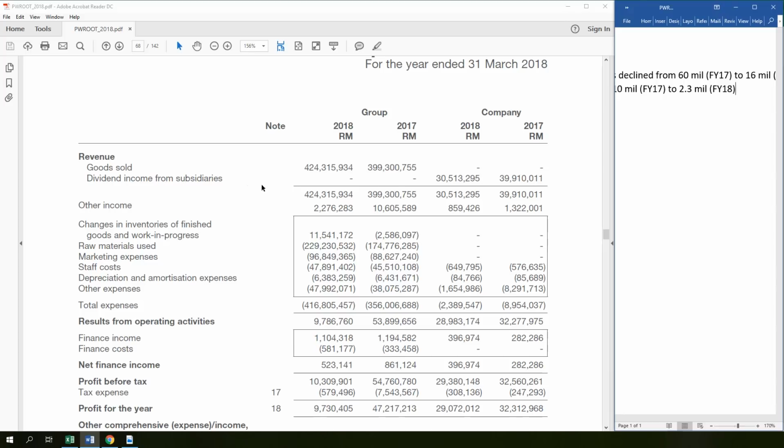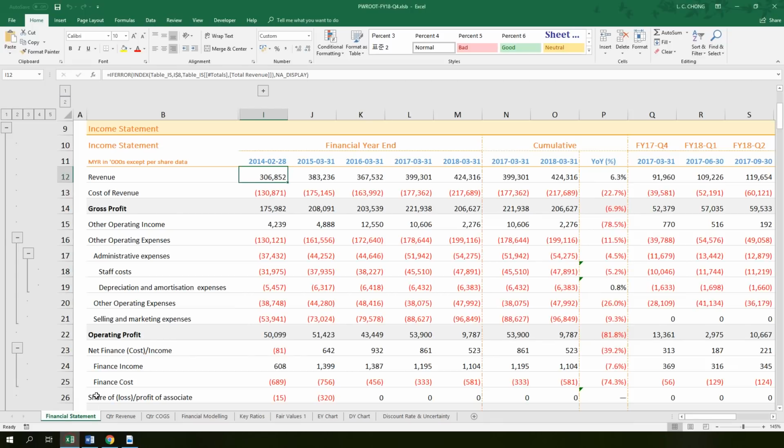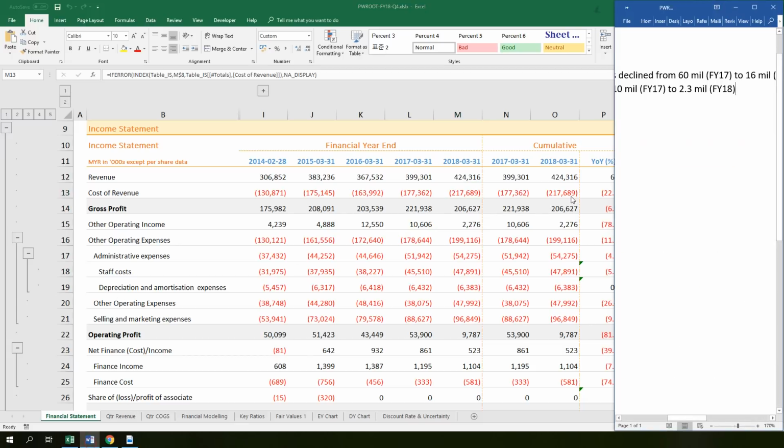Cost of goods sold. We have to sum up changes in inventories of finished goods and work in progress and raw materials used. I already have the numbers in my Excel. Let's check. Alright. Cost of goods sold increased from 177 million to 217 million. A big jump. So we have to record down this.